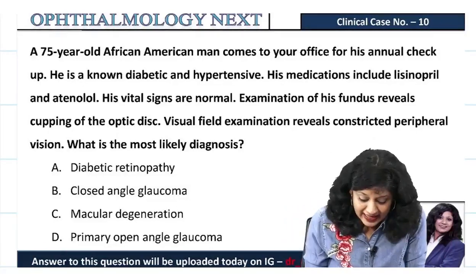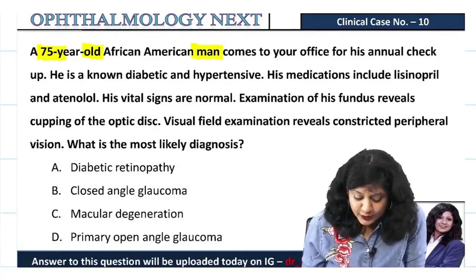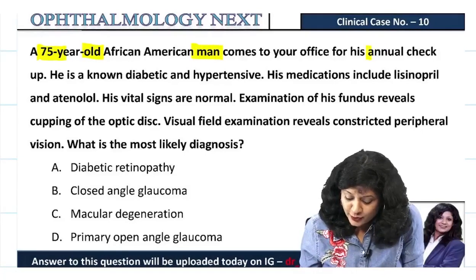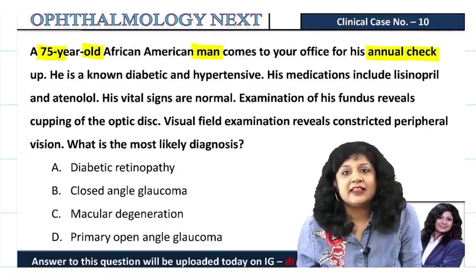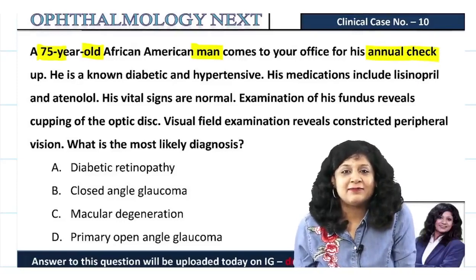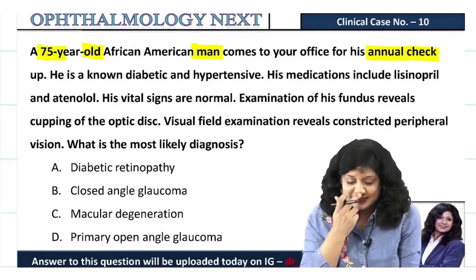Now here we have a 75-year-old African American man. So basically they are telling you the race also. He is coming to your office for his annual checkup. I think now you should be clear why they told you that he is an African American man, because in India it's hard to find a person coming for an annual checkup.